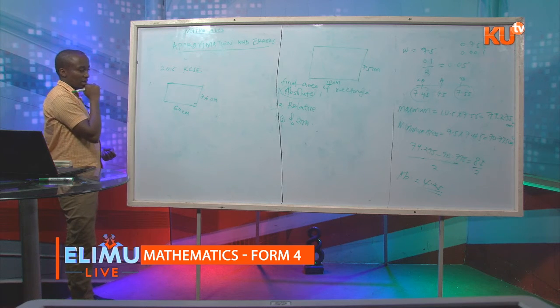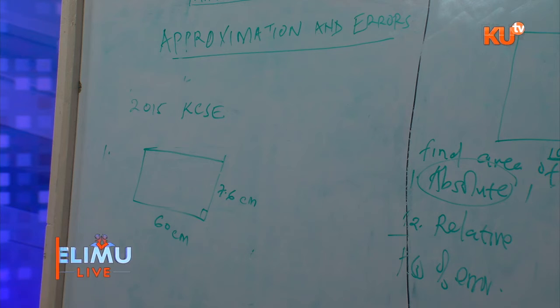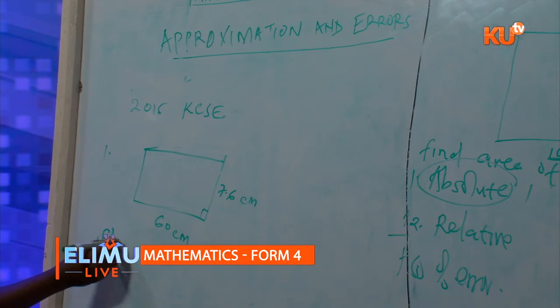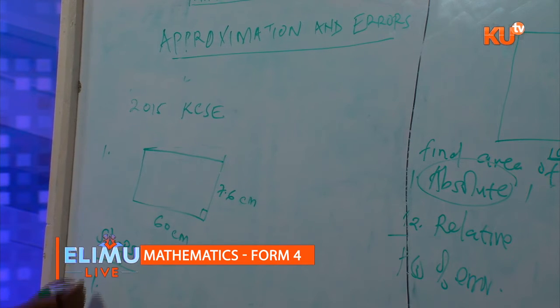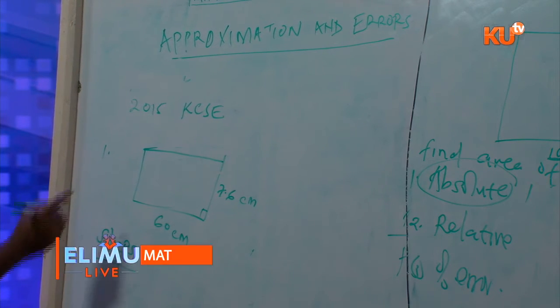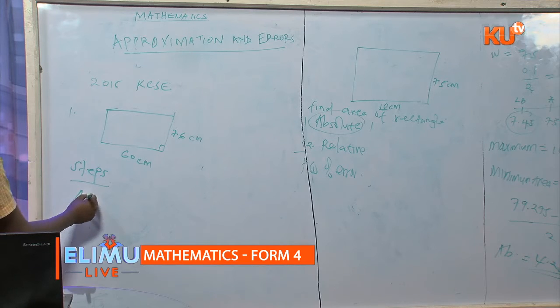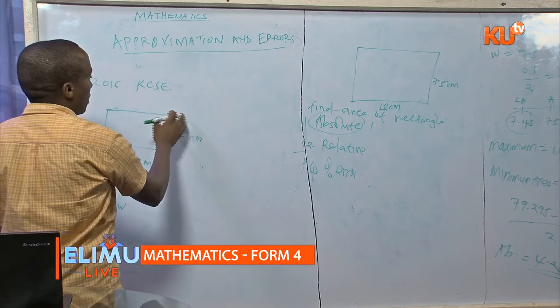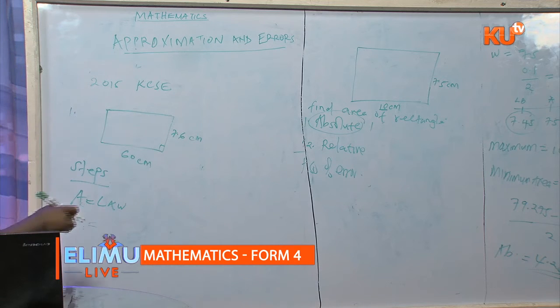So how do we get the relative error? First you must get the absolute error for us to get the relative, because we know the relative error is the absolute error over the actual measurement. The first step is to know the formula: area is equal to length times width. These questions are always there in paper 1 and paper 2, section 1, on getting the relative error of the area of different geometrical figures.